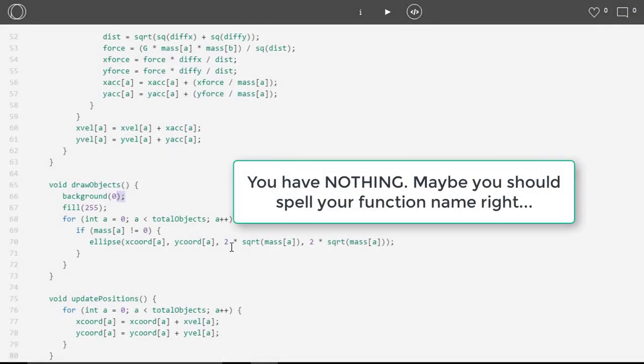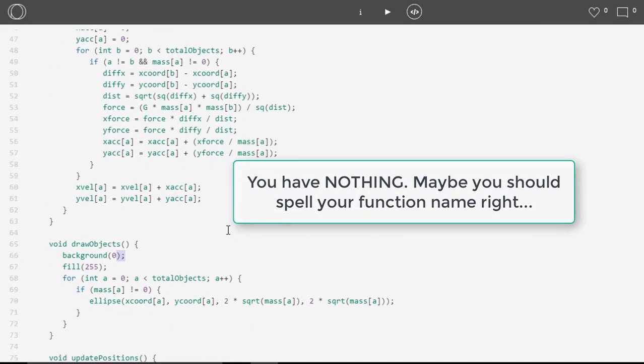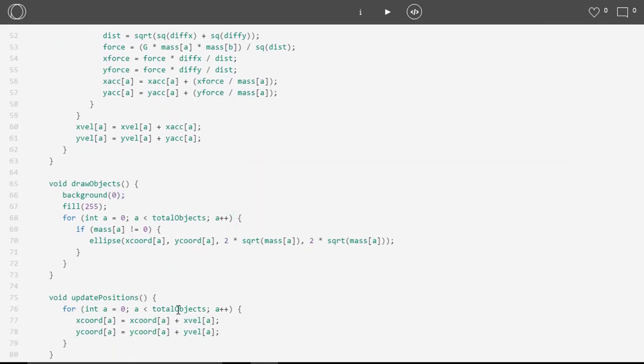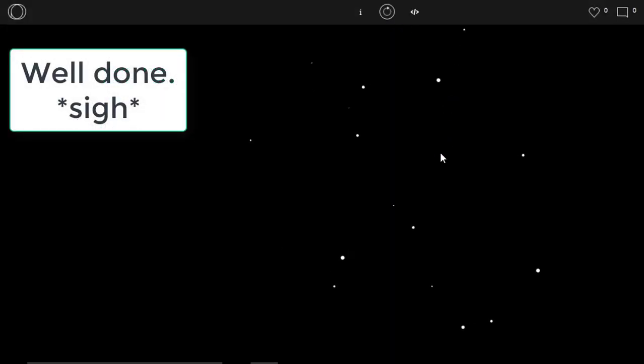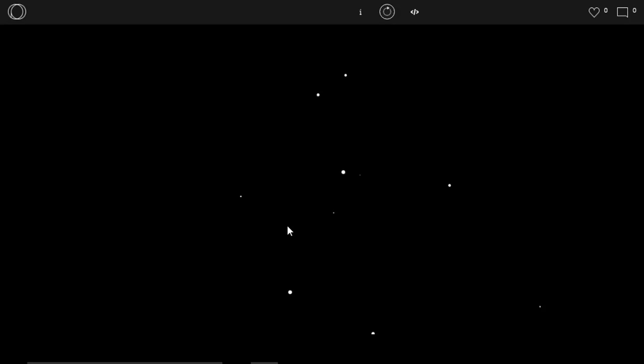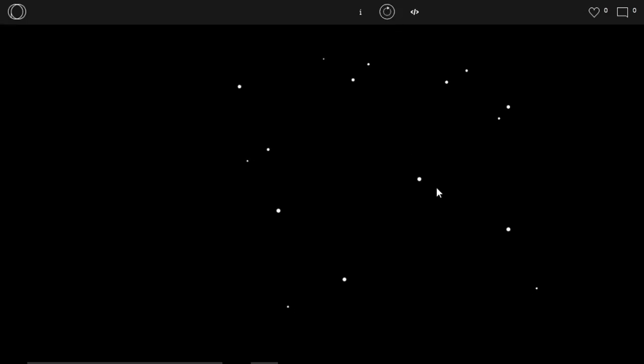All right, so what do we have? Oh, what did I do? Speaking of spelling errors, let's make sure we spell this right. There we go. So now we actually have objects moving around in space. I don't know if you noticed, but some of these objects, when they get close to each other, actually interact. There we go. You notice that as they got close to each other, they actually interacted.